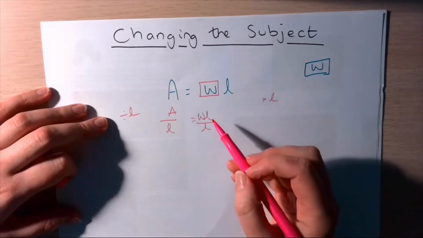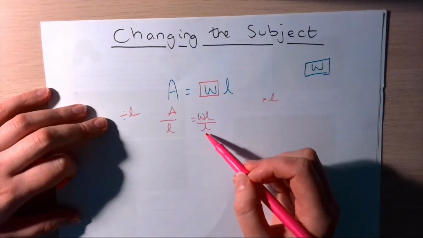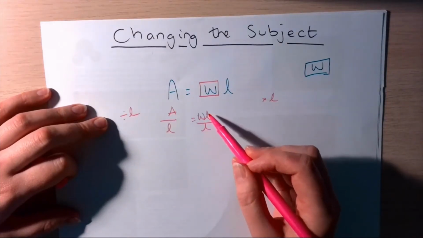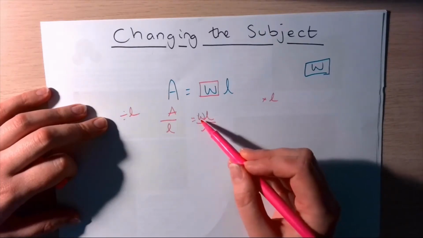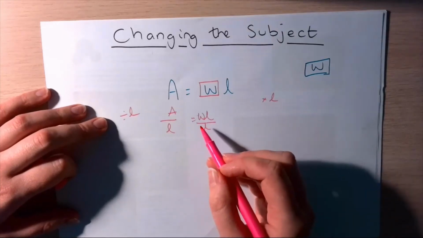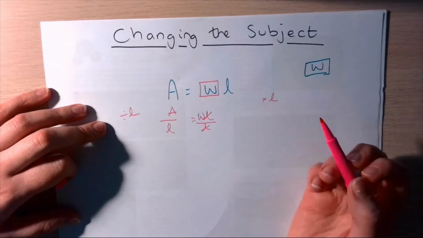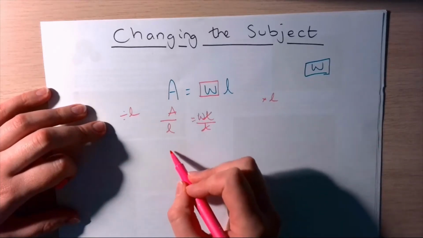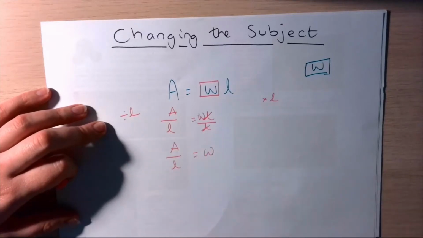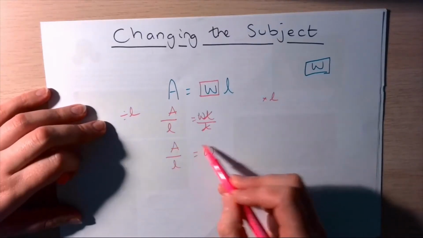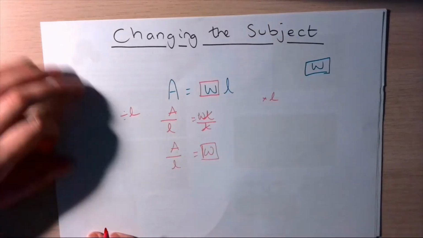Now if we do W times L divided by L, we just end up with a W. We call it cancelling out. What actually happens is they divide and give us 1, but anything times by 1 doesn't change. But you'll hear the expression cancel out, and they do. The L divided by L means that they both disappear. So we end up with A over L equals W. And we've done, now W is the subject. W is the variable that's all on its own now, and that's what we were trying to get. Okay, so that's one of them.